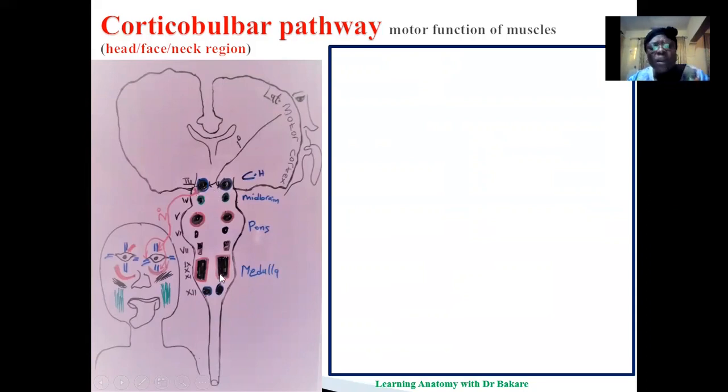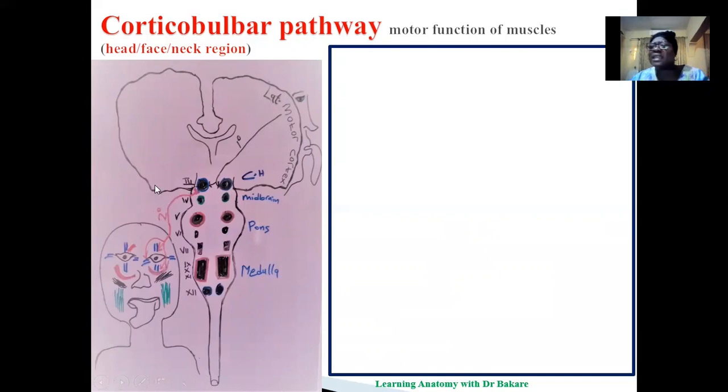In the brainstem, we have a number of nuclei: the oculomotor, the trochlear, the trigeminal, the facial, the hypoglossal, the accessory, and so many others. When they synapse on one of the nuclei, the second order neuron will pick it up from there and take it to the muscles that they are going to innervate. So it's just a two-neuron pathway. That is the way they run.